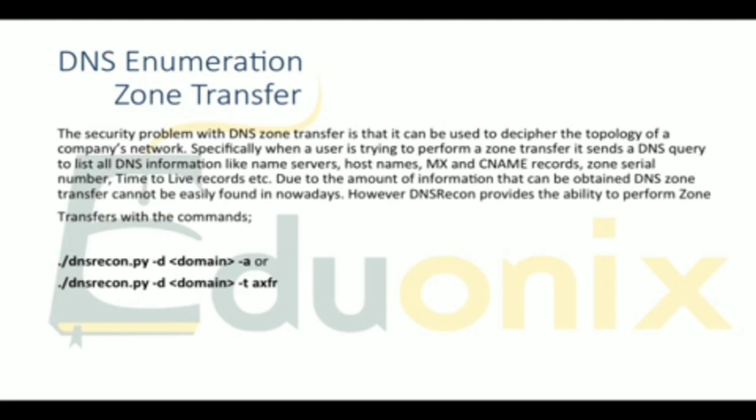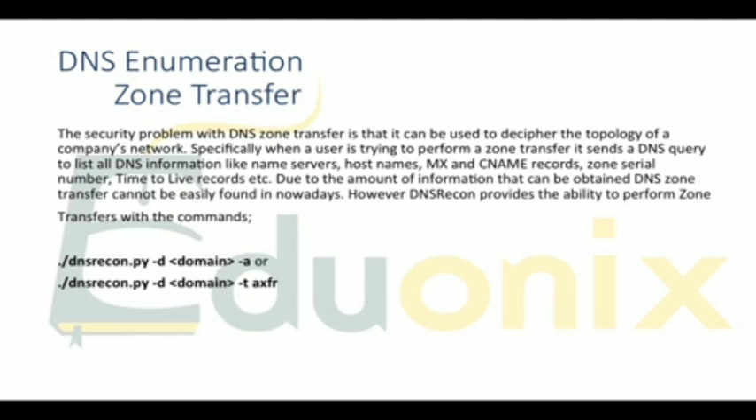So zone transfer. The security problem with DNS zone transfer is that it can be used to decipher the topology of a company's network. More specifically, when a user is trying to perform a zone transfer, it sends DNS queries to list all DNS information like name servers, host names, MX records, and CNAMEs, etc. Zone serial numbers, also the time delivery records are all requested.